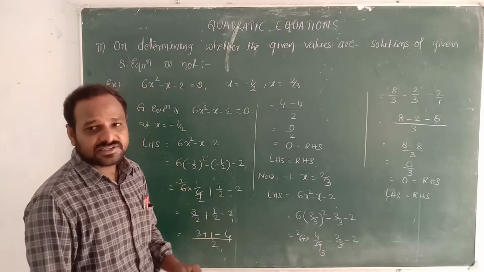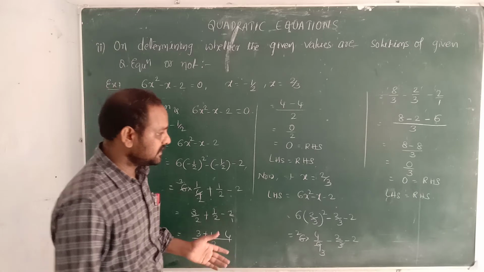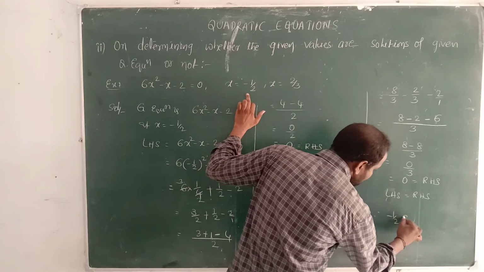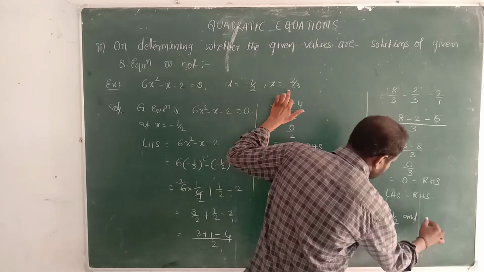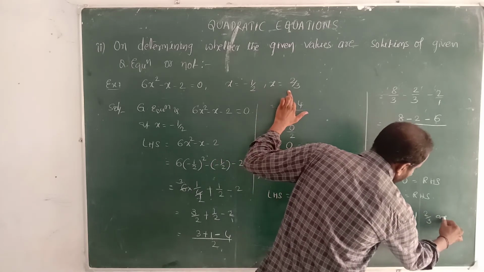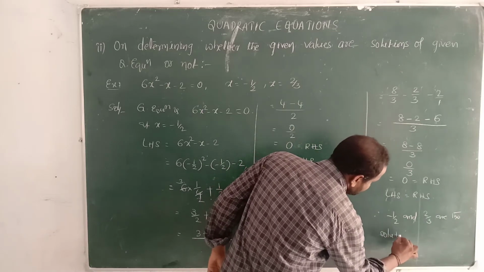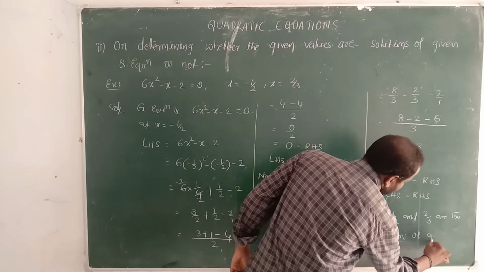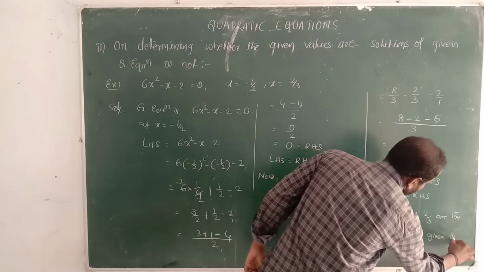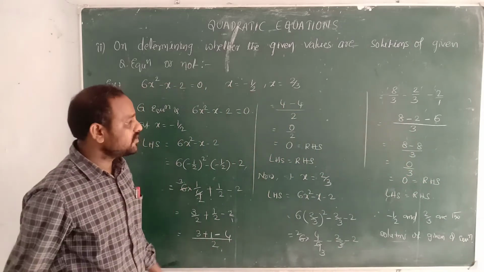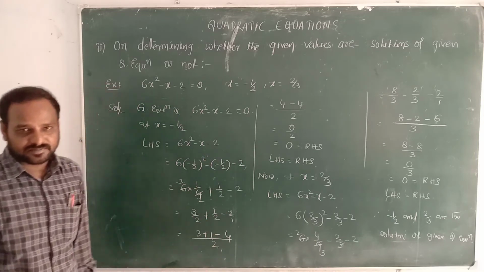So finally, what is the conclusion we have to write? Therefore, minus 1 by 2 and 2 by 3 are the solutions of the given quadratic equation. So this is the solution for the given problem. Did you understand?